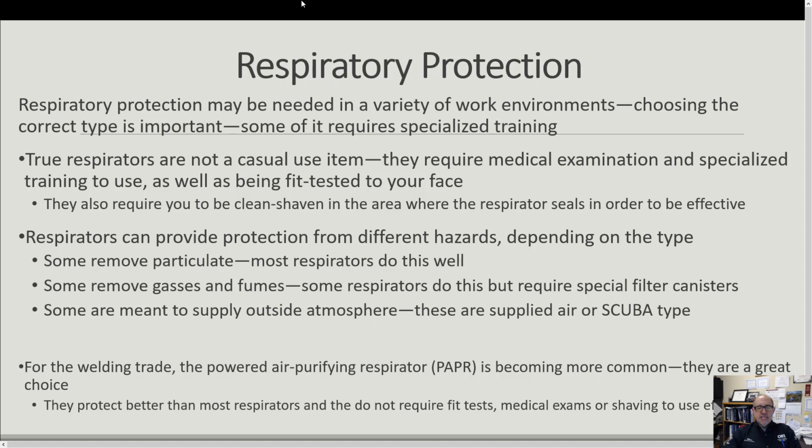The great advantage of these is because it's a positive pressure, you don't need fit tests, you don't need medical exams, you don't need shaving for it to work. They just work all the time, and they actually protect better than most respirators do. Downside is they're expensive. A lot of places that run a lot of flux core wire are buying them for their people. If you're new into the welding trade and have some money to spend, I would highly recommend getting a PAPR system. I think 3M makes the best ones. The Millers are very, very good and have come a long way since the first iteration. But take a look at them.